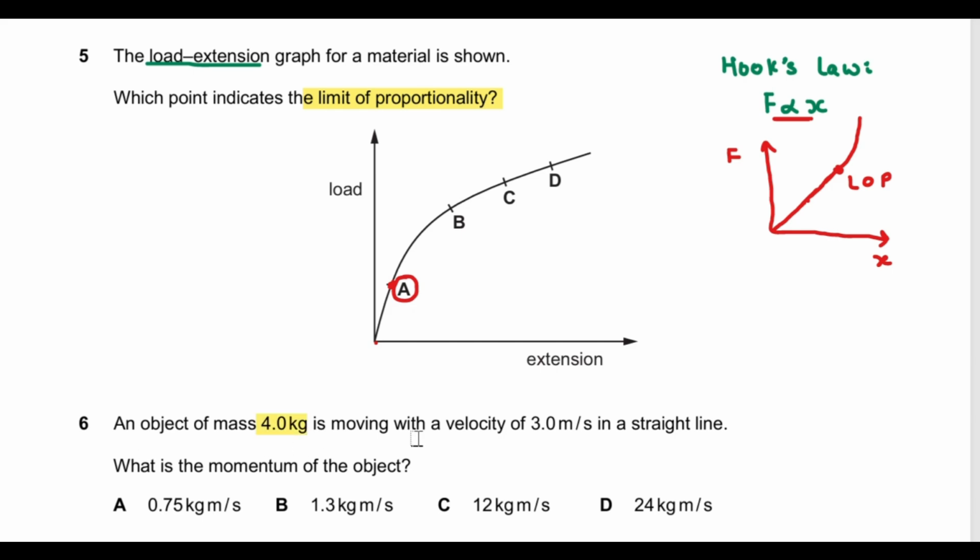Question number 6 says an object of mass 4 kg is moving with velocity 3 meter per second. What is the momentum of the object? Momentum is defined as the product of mass and velocity. The value of mass is 4 and velocity is 3, so momentum is 12 kilogram meter per second.